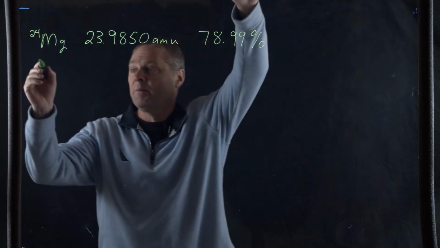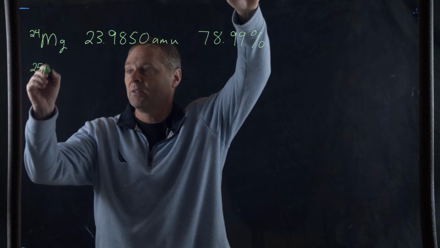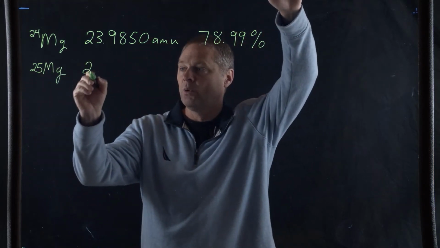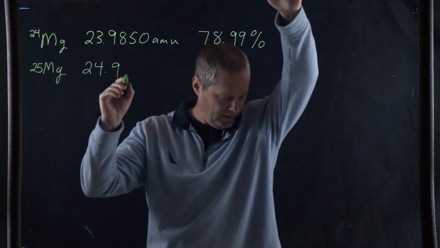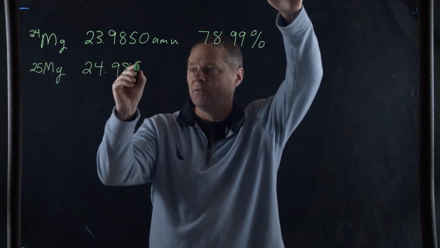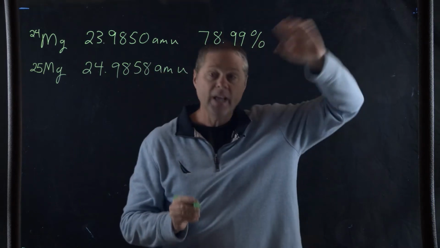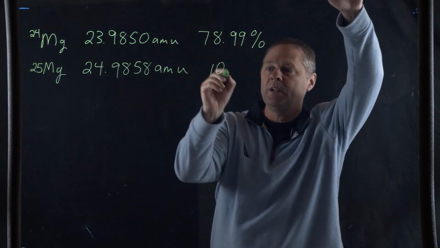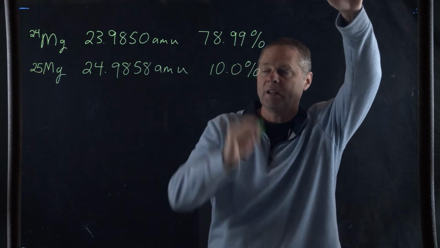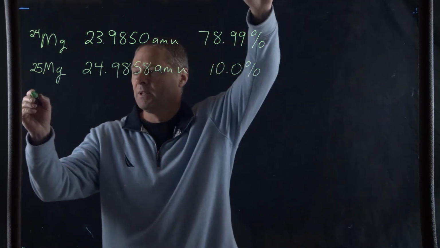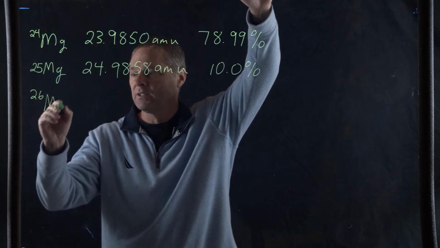We can also have magnesium 25. It's going to have a mass of 24.9858 AMUs, and its abundance is going to be 10%. And then the last isotope of magnesium is going to be magnesium 26.